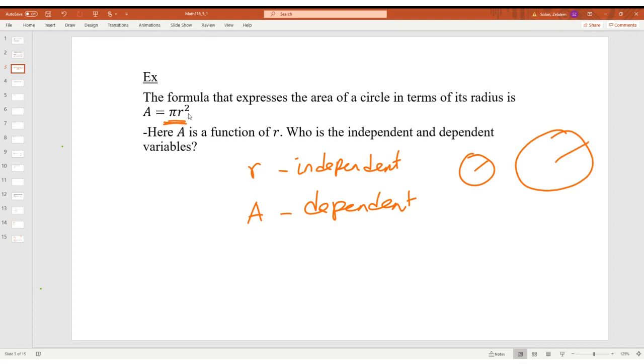That's basically what you can look at in this sentence. It says A is a function of R. That means A is dependent on R. Okay. R is independent and A is dependent. Excellent, Hugo. Okay, now let's go to the next slide and we'll see more.